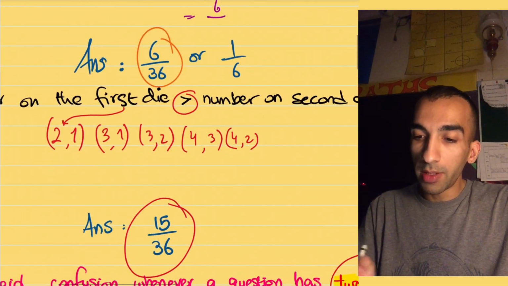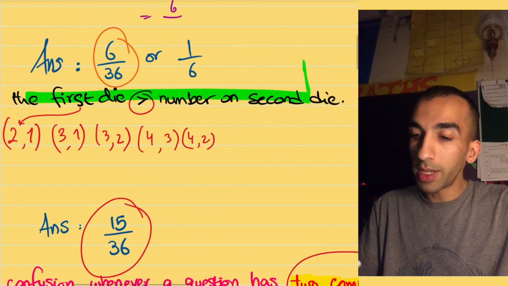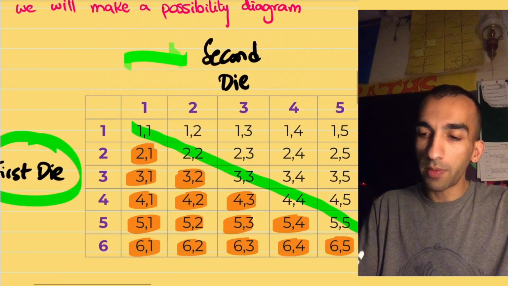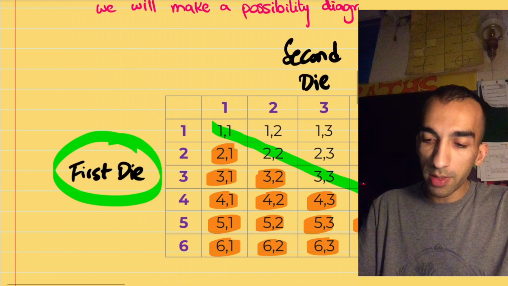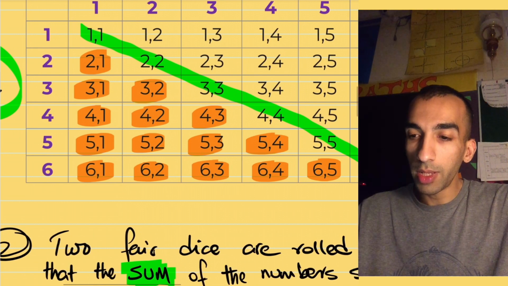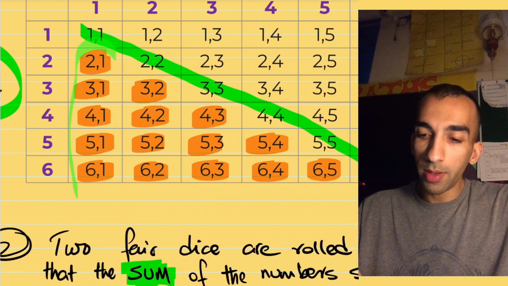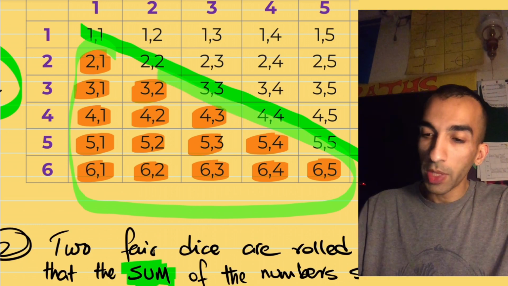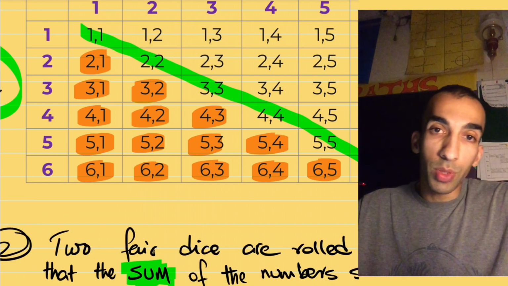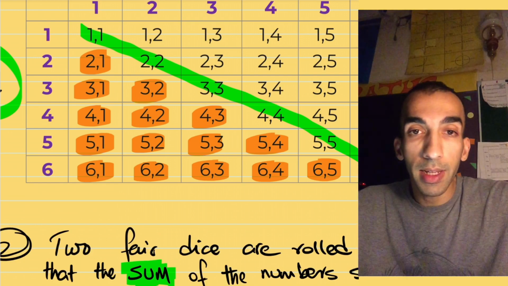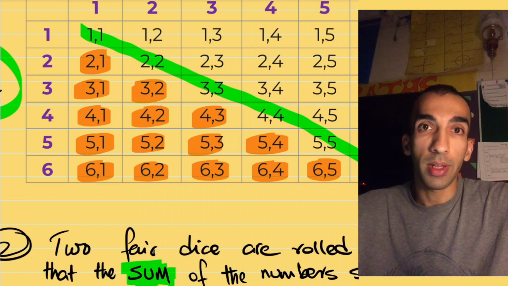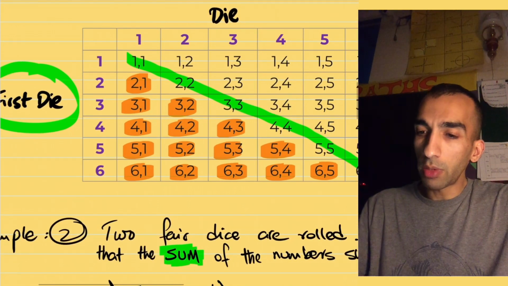Now the second question says the number on the first die should be greater than the number on the second die. This is the first die. You labeled it yourself. So you have all those options down here. 2, 1, 3, 1, 4, 1, 5, 1, going all the way up till here. All these options marked in orange are all those cases, all those possibilities where the number on the first die is greater than the number on the second die. As simple as that. Right? If you count them up, how many are they?